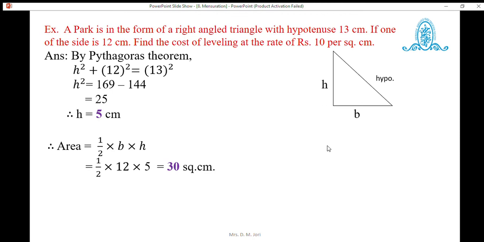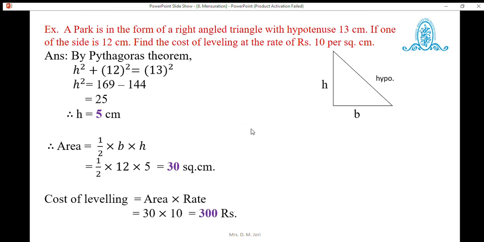The additional question they have asked is to find the cost of leveling. To find the cost of leveling, we must know its area. So for that we have calculated the area of the right angle triangle plot. Now to find the cost of leveling, we just have to multiply that area, the 30 square centimeter, with the rate. The rate is 10 per square centimeter. So just multiply area with the rate, that is 10. Hence 300 rupees is the cost of leveling that plot.